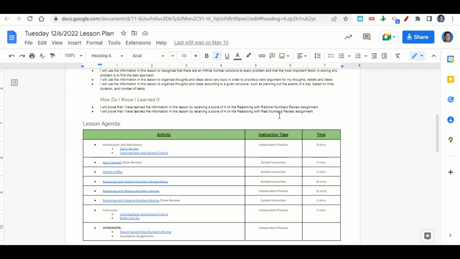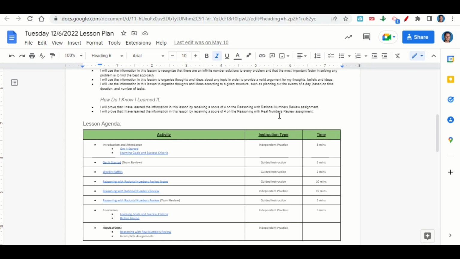After that, we'll go over the Reasoning with Rational Numbers review notes and the Reasoning with Rational Numbers review assignment. Once you've completed your Reasoning with Rational Numbers review assignment, we'll go over it together and answer any questions that you may have. At the end of class, we'll go back over our learning goals and success criteria while you fill out your Before You Go.